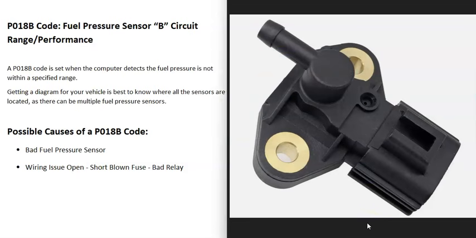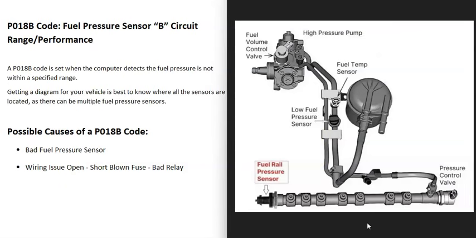Well, basically a vehicle is going to have a fuel pressure sensor or sensors. There could be more than one. And all it does is it reports back to the computer what the fuel pressure is inside the line. But when you get this P018B code, the computer's seeing that the fuel pressure is wrong, that there's some kind of issue going on there. And so it's going to be troubleshooted to know why.